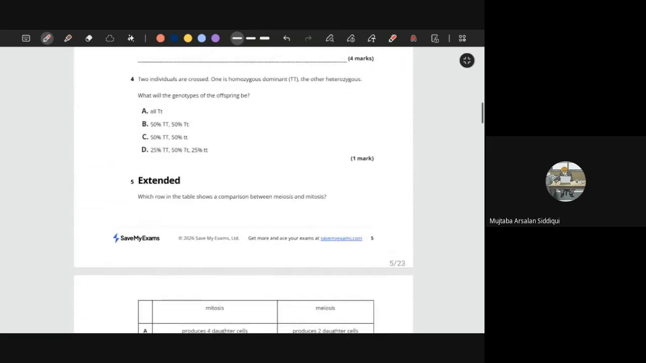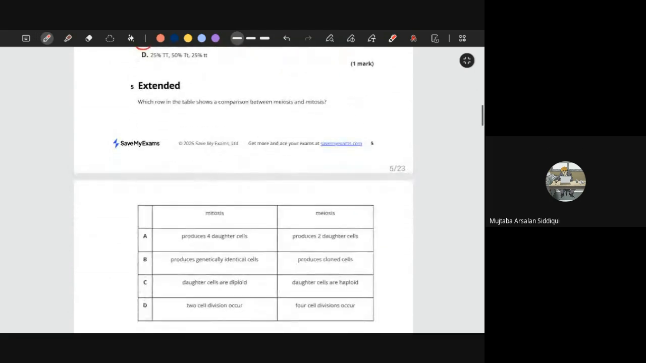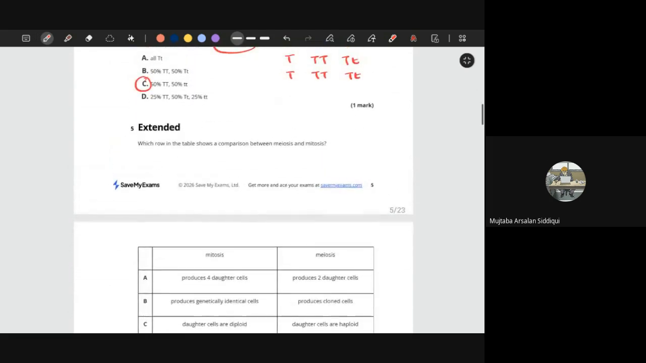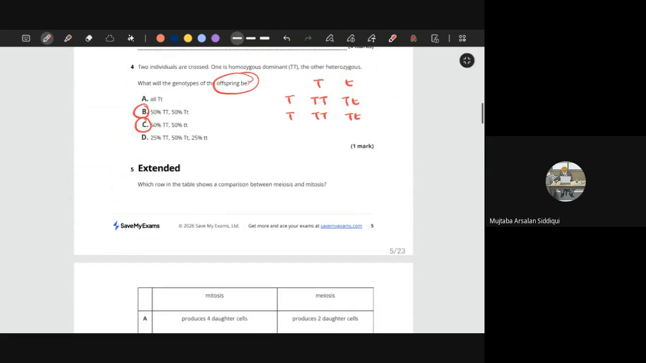Two individuals are crossed. One is homozygous dominant, the other is heterozygous. What will be the offspring? Take your time, make up a Punnett square. So, what can you see? That it's 50-50. Exactly. B. Question 5. Isn't it question 4, sorry? It's B, not C.